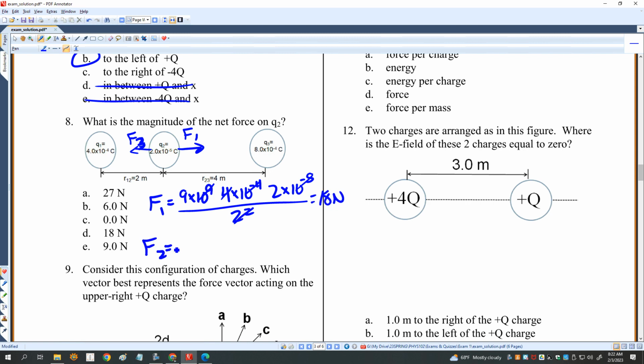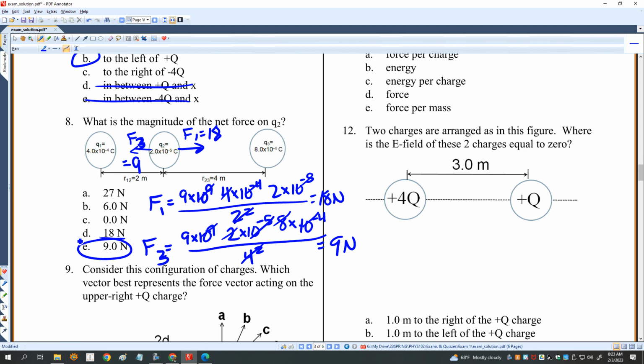And then F3 is 9 times 10 to the ninth, 2 times 10 to the minus 5, 8 times 10 to the minus 4, and the distance is 4 meters squared. So that cancels there, and this 2 times 8 cancels with the 16, and that just equals 9 newtons. So I have F1 is equal to 18, and F3 right here is equal to 9. 18 minus 9 is 9 newtons. So E is number 8.